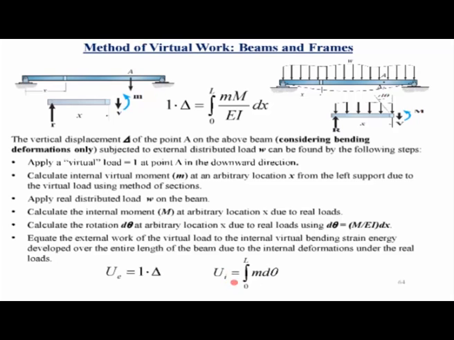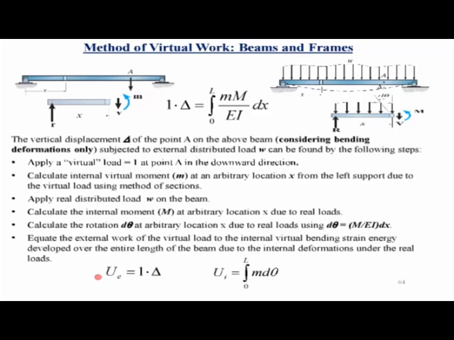So the internal strain energy due to the virtual moment and actual deformations is given by m d theta, where d theta is capital M over EI into dx. Now again, the external work done by the virtual load of magnitude unity due to the external applied load is equal to 1 times delta, where delta is the deformation at that point A due to the externally applied loads. So 1 is the virtual load and delta is the deflection of the point where that virtual load is applied.